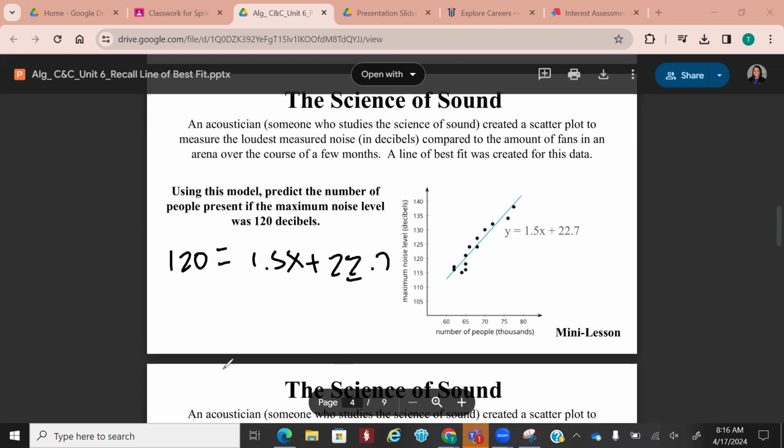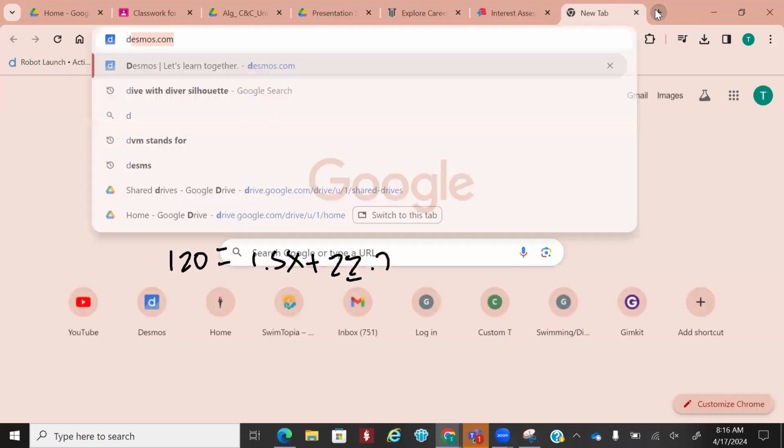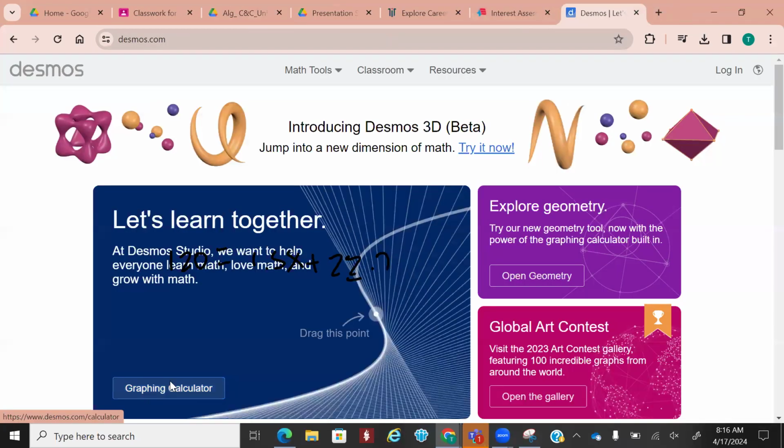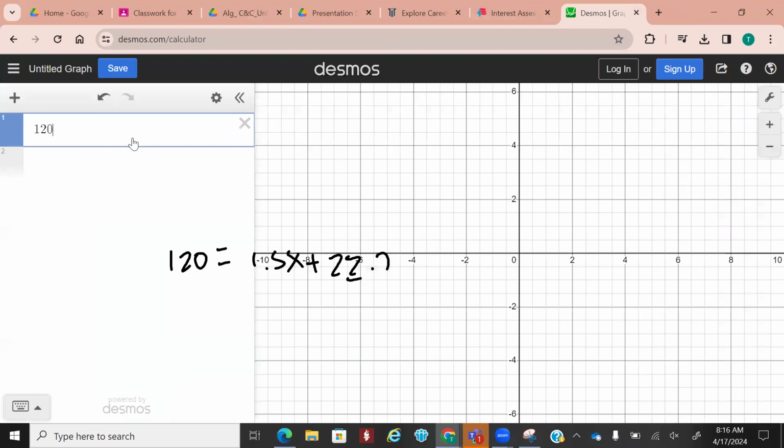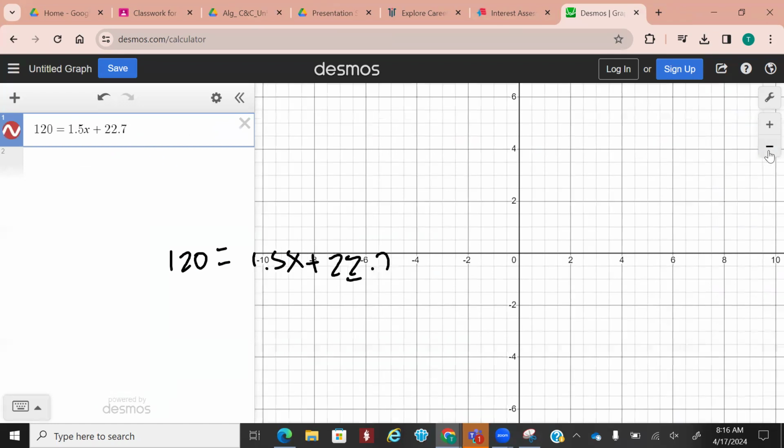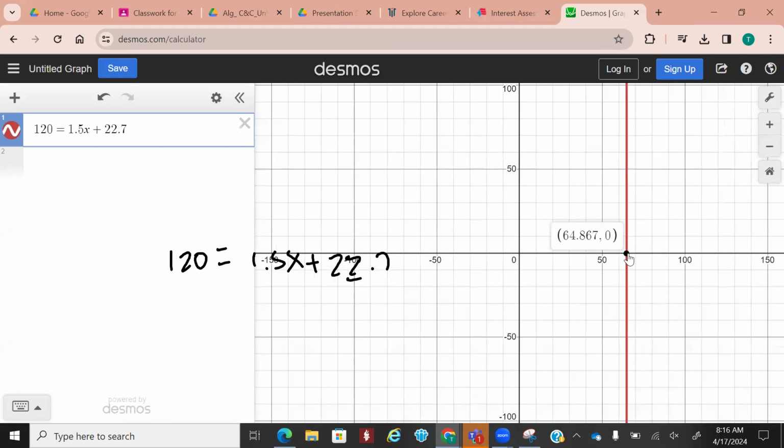Okay. Now you can sit here and actually calculate this out, or you can go into Desmos. And we talked about this the other day. Use Desmos. You can take this equation and literally type it out. You're going to have to zoom out, but look at where it crosses the x-axis. So x is going to equal 64.867. I didn't have to do any math. Desmos does it for me. Please don't get solving questions wrong.